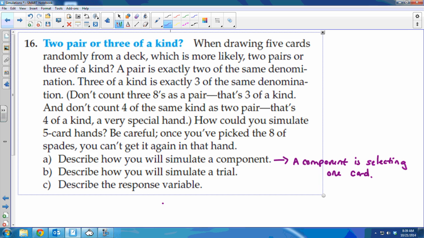We're going to skip to C for a second. What's the response variable? What are we trying to figure out? What's the question being asked? Right, we're trying to figure out, this is C, if it is more likely to get 2 pairs or 3 of a kind.